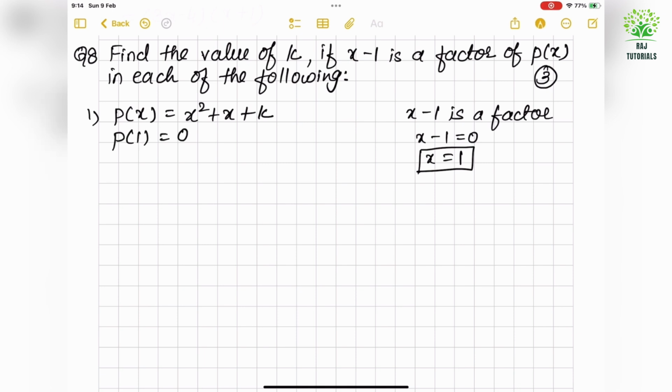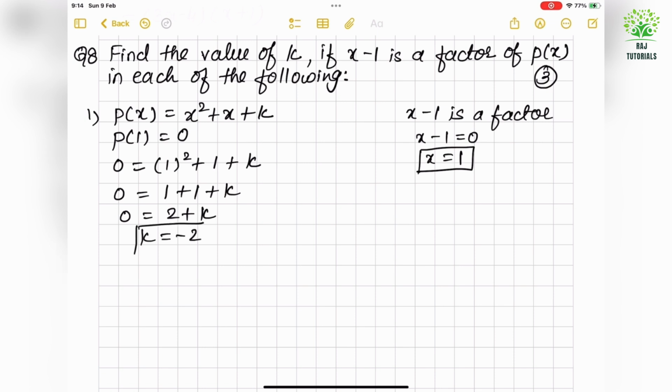So here I am putting p of 1 equal to 0. So 0 equal to 1 square plus 1 plus k. So I get 0 equal to 1 plus 1 plus k. So 0 equal to 2 plus k. So k equal to minus 2 is the value of k.